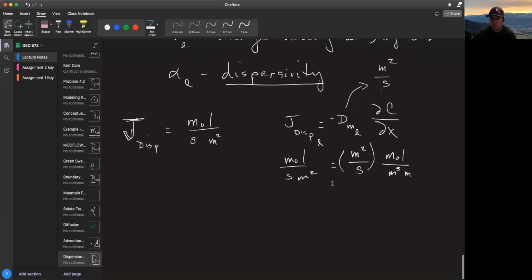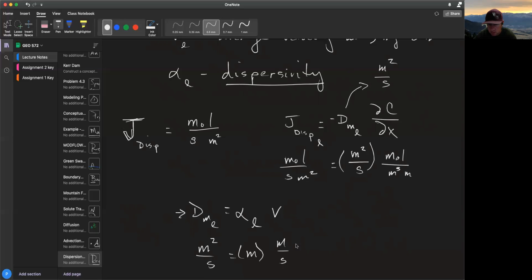Now let's look at if this guy is equal to alpha L times V sub x. We know we have meters squared per second, and velocity would be meters per second. So dispersivity has to have the unit meters. All right, so dispersivity has the unit of length, or meters in this case.